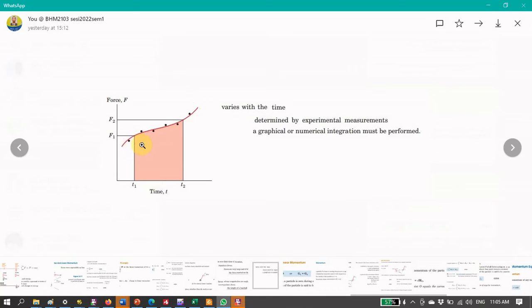But there are cases when we don't have the money to buy those expensive systems. For example, if we don't have a measurement system that can acquire data at very high frequency, we are not able to measure the variation of forces with time. And after we get the measurement, we use numerical integration in order to evaluate the linear impulse over a period of time.